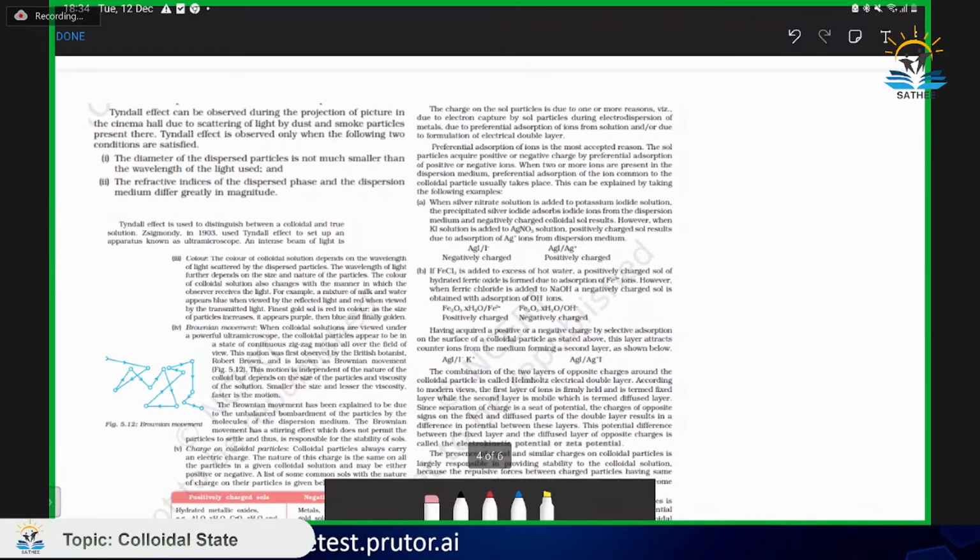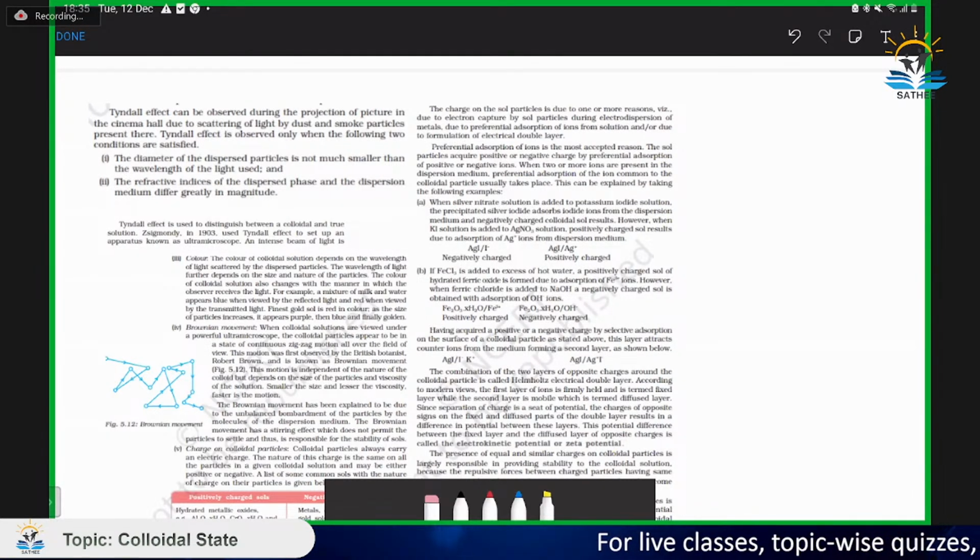Tyndall effect is a property of these colloids. Not only solid in liquid, but solid in gas and liquid in gas. In all the basic colloids you can observe the Tyndall effect. It is basically, how do you say this?